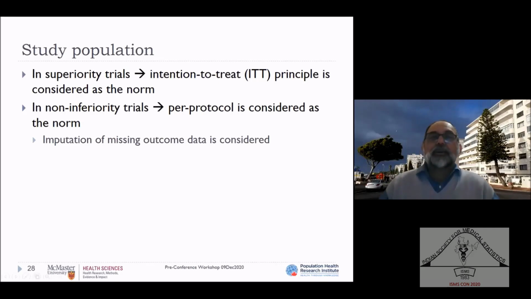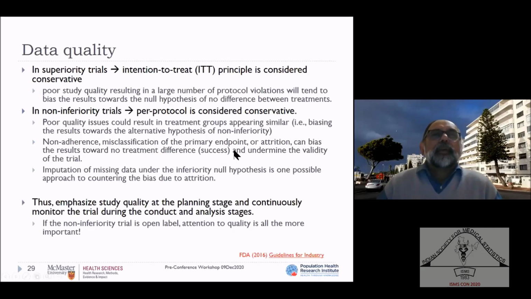But why is this so? Well, the intention to treat principle is considered conservative for superiority trials because, let's say, poor study quality, so you have a lot of protocol violations, or you have people not adhering, or people dropping out, will tend to bias the results towards the null of no difference. So that's why intention to treat is more conservative.